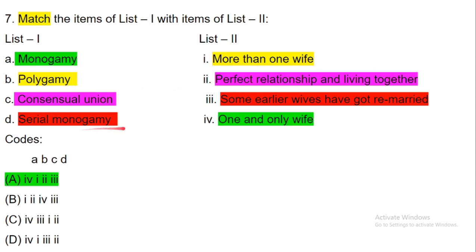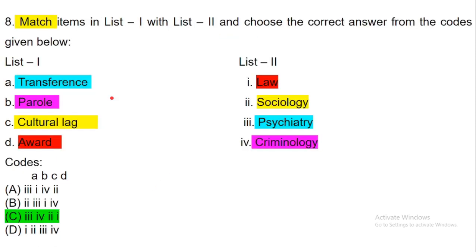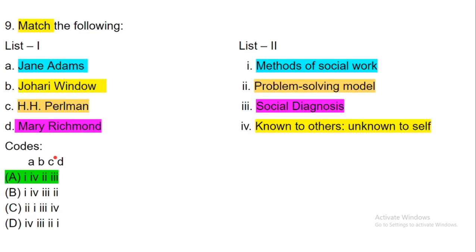And serial monogamy, that is related to some earlier wives have got remarried. So this will be your sequence. And next question is 2. Transference is related to psychiatry, parole is related to criminology, and cultural lag is something related to sociology, and award is related to law. Now next question.